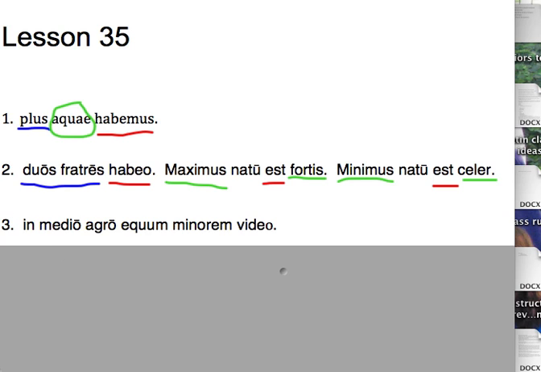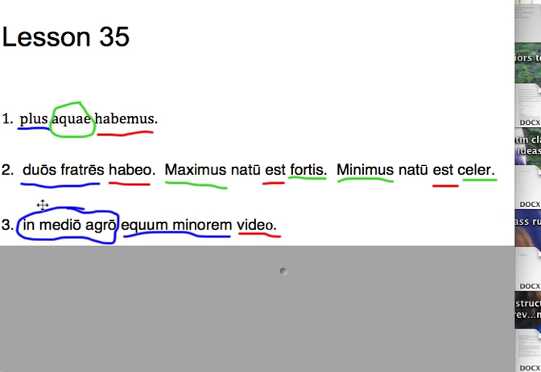In this sentence we have an accusative of equam minorum. We have a main verb of video. And we have a prepositional phrase in medio agro. Alright, so we start with our verb here. Note the O ending, that tells us what our subject is. I see a smaller horse. Minor is just the comparative for small. I see a smaller horse in medio agro.